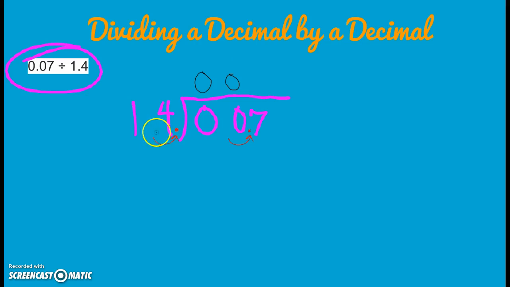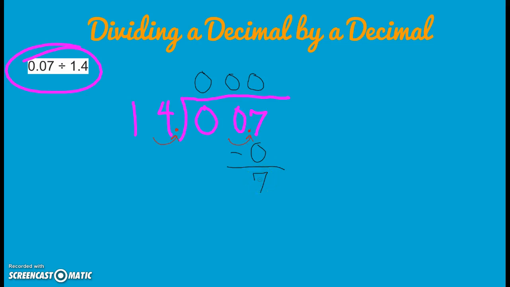All right, 14 into 7. How many groups of 14 can I get out of 7? Well, once again, I get 0 groups. So I'm not done yet. I have this 7 sitting back here. I multiply 0 times 14, and I'm going to get 0. And now I do my subtraction. Well, 7 minus 0 is 7.